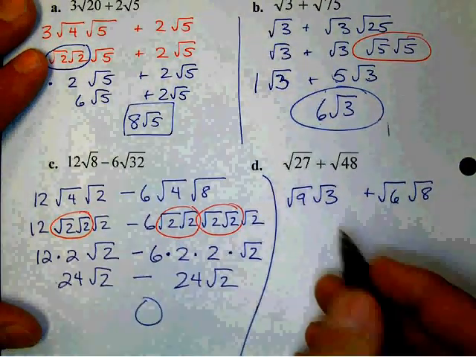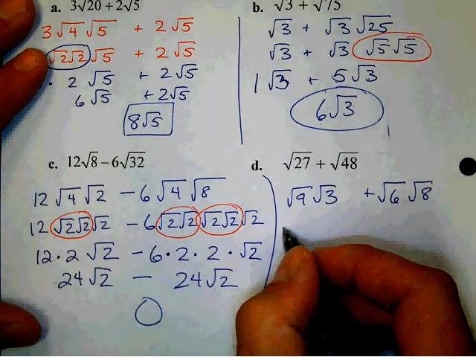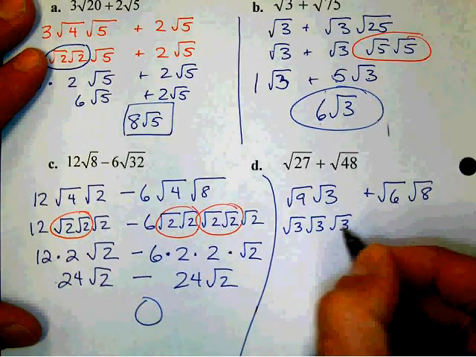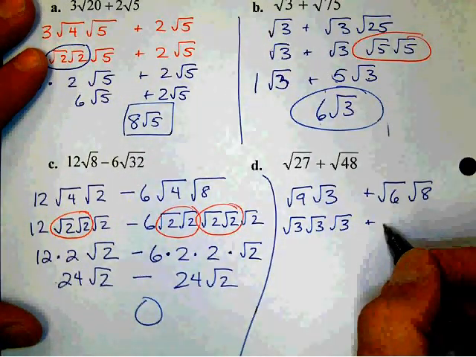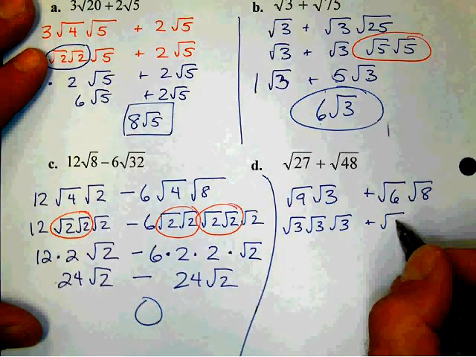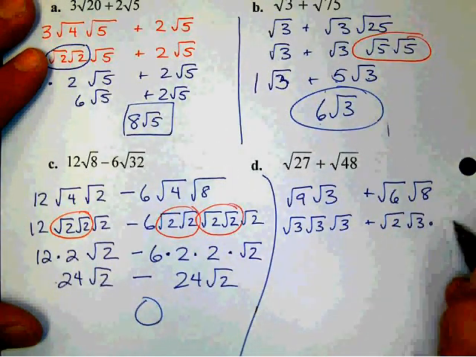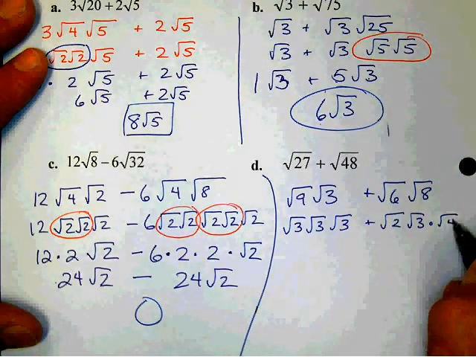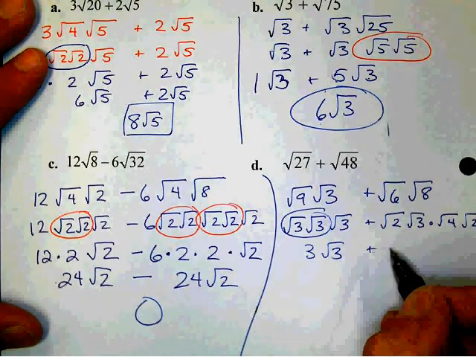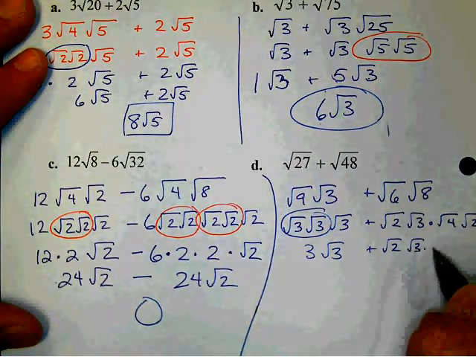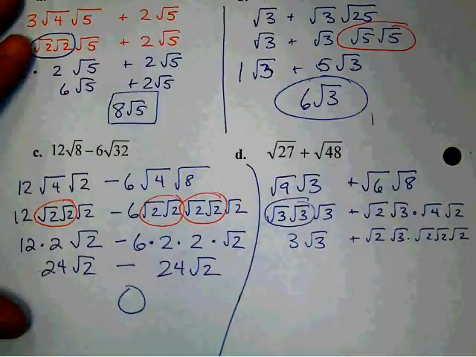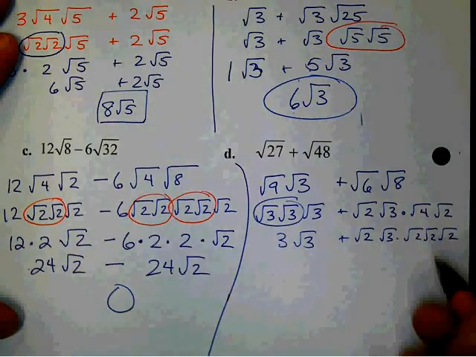3 square root of 3 and plus square root of 6. Break down the 6. 2 and 3. Break down the 8. 2 and 4, 2. So here I got a pair, that makes 3 root 3. I got to finish breaking this down. Lots of 2s. Circle my pairs.